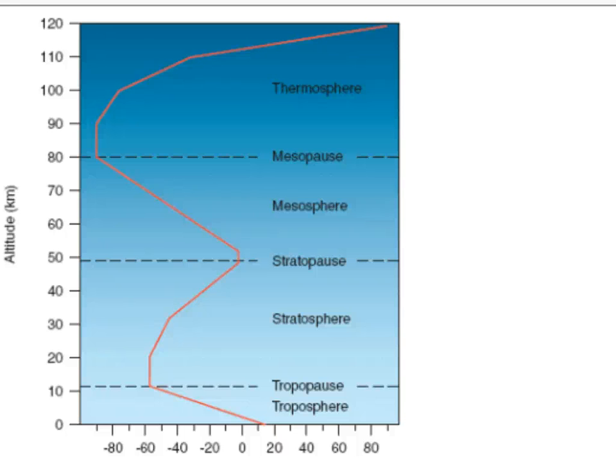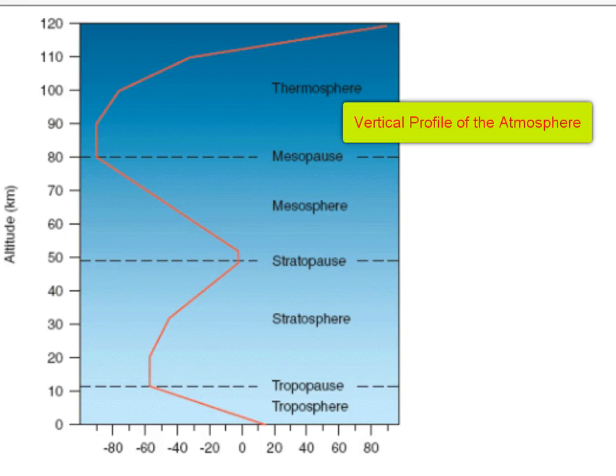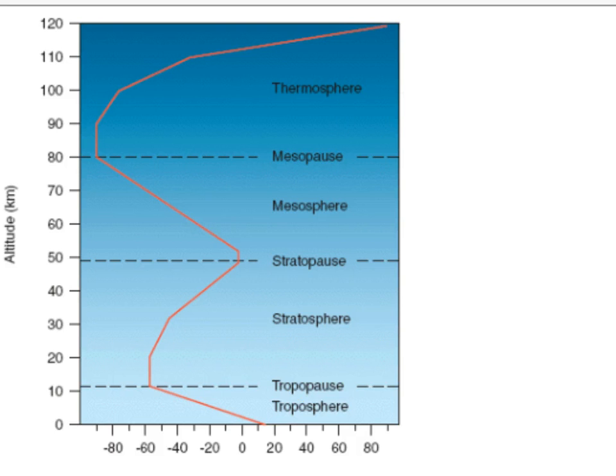This is a vertical profile of the atmosphere and what it looks like. From the surface going up, you have the troposphere. The troposphere is where the weather takes place. It's where we are. Temperature decreases as you go up.